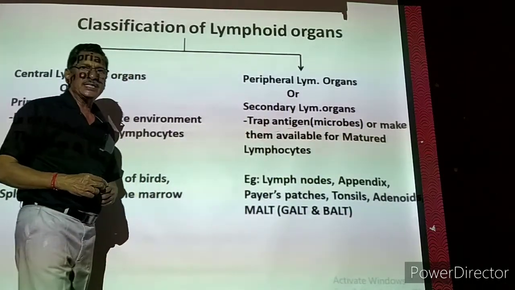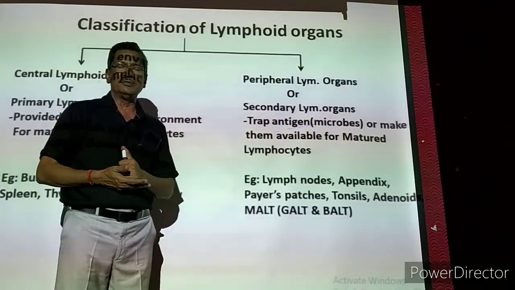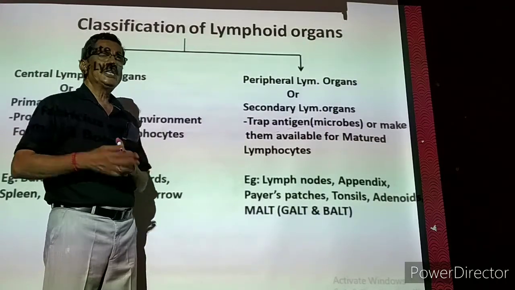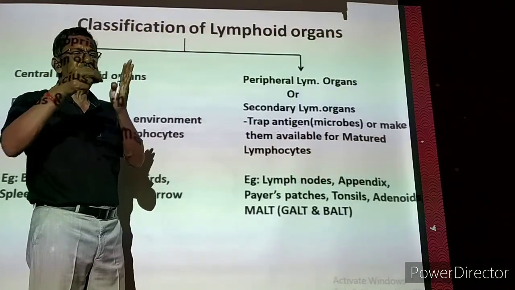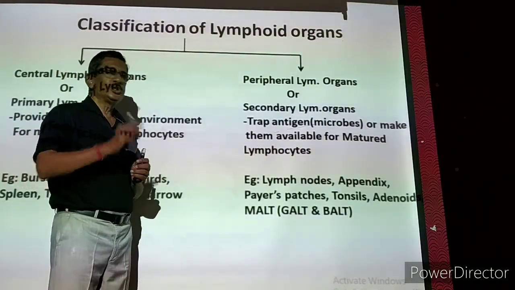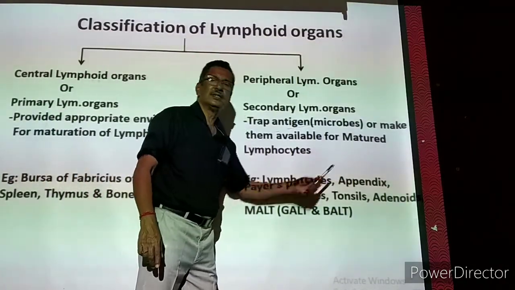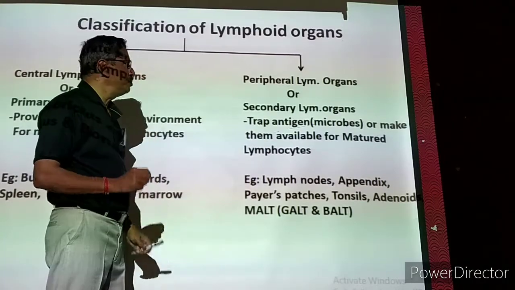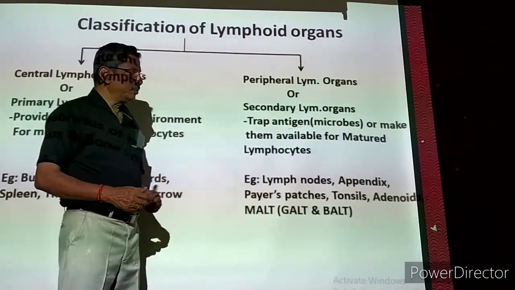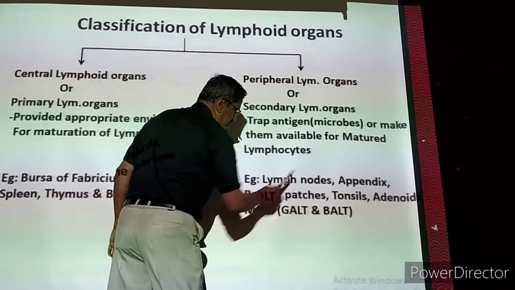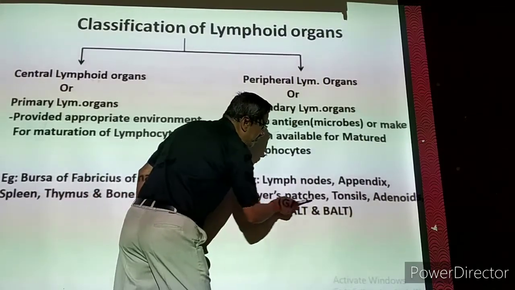Appendix. Now, appendix is a vestigial organ, a functionless organ. It is present at the junction of the small intestine and large intestine. A small, blunt tube is present. It is called the appendix, but it is performing some important role in immunity. The next one is Peyer's patches.